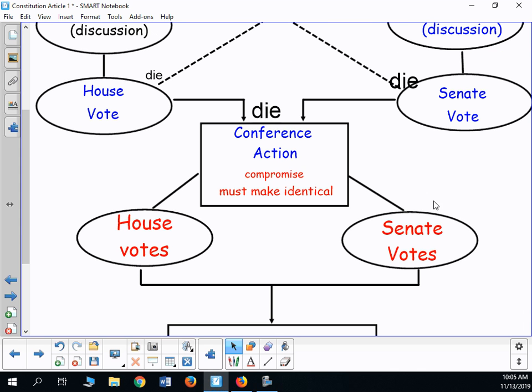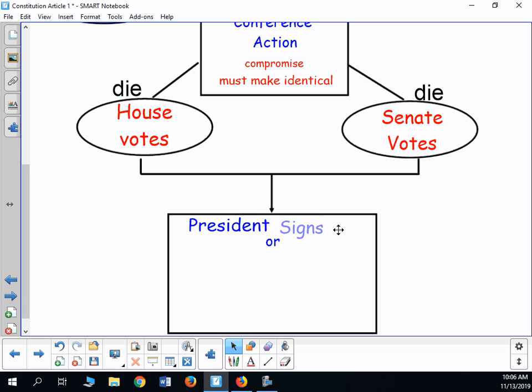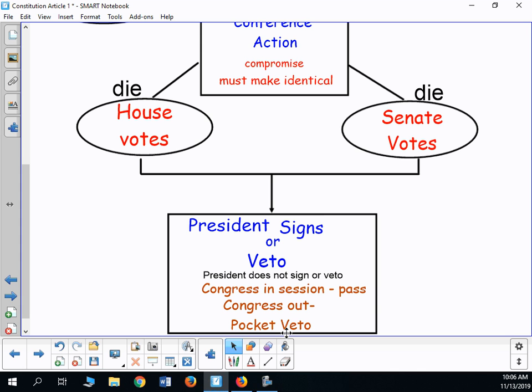And if they don't like it, guess what? It can die. If one house kills it, then it's done. If the Senate kills it and the House doesn't, it's done. If the House kills it and the Senate doesn't, it's still done. From there, it goes to the president, and he can sign, or she can sign, hopefully at some point, or veto. Now, if the president does not sign or veto and Congress is in session, it passes. It becomes law. If Congress is out, it becomes a pocket veto.